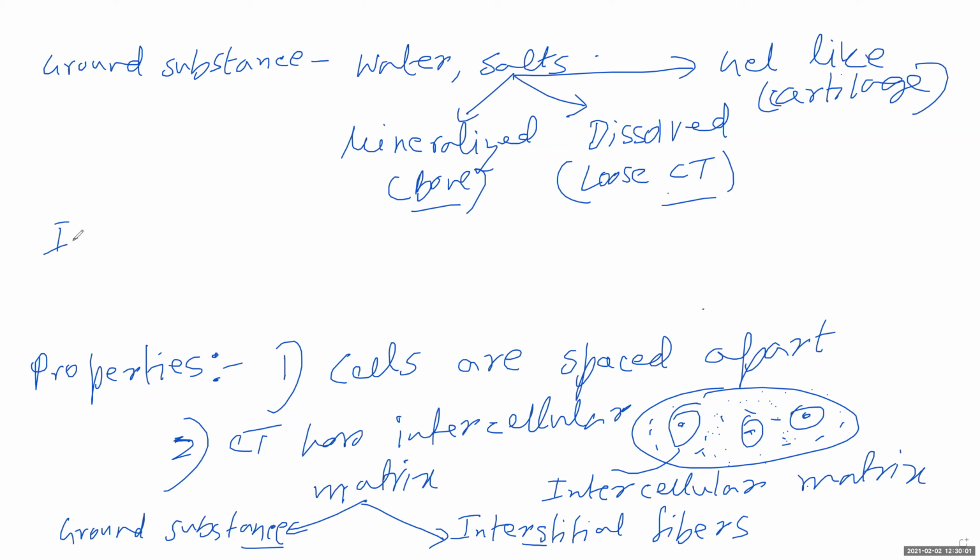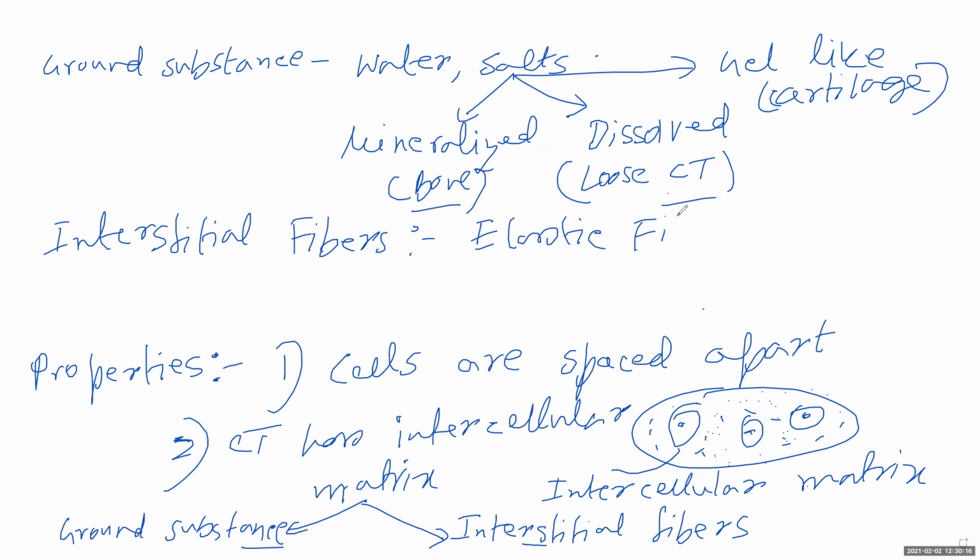The interstitial fibers, there are three types, but we are studying mostly two. There are elastic fibers and collagen fibers. So connective tissue, the cells are spaced apart.